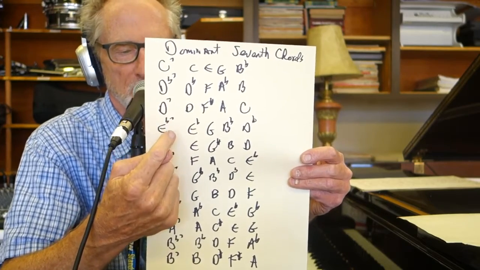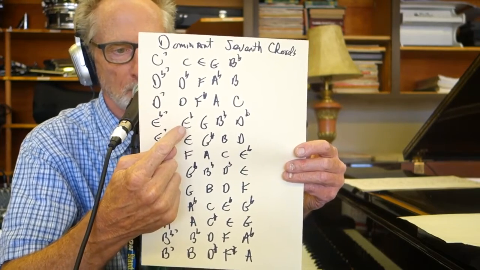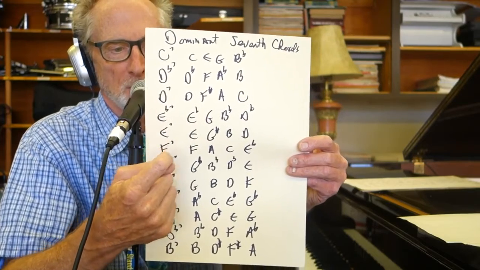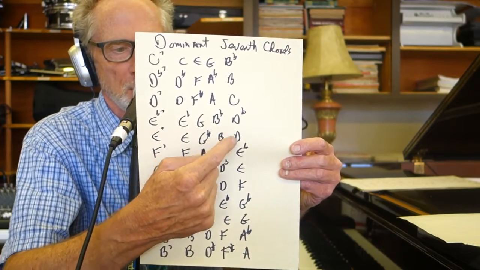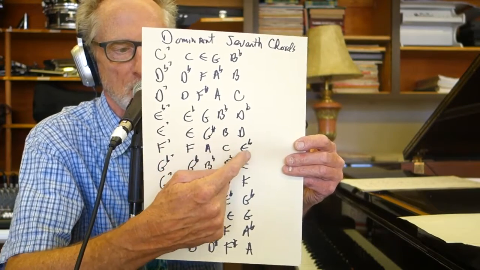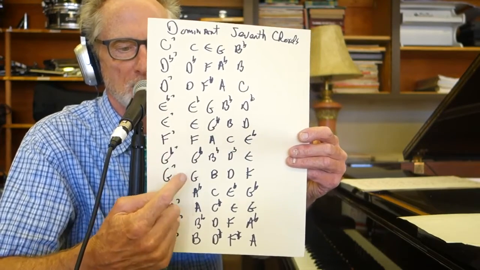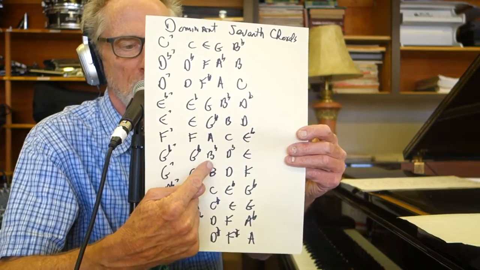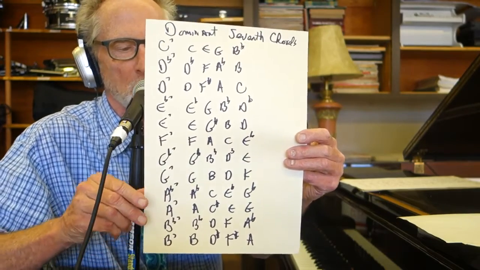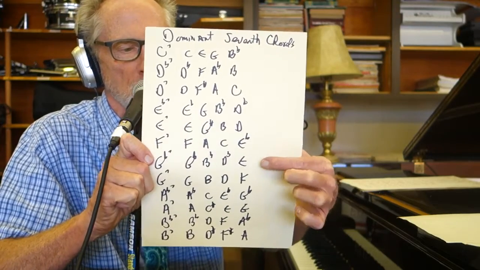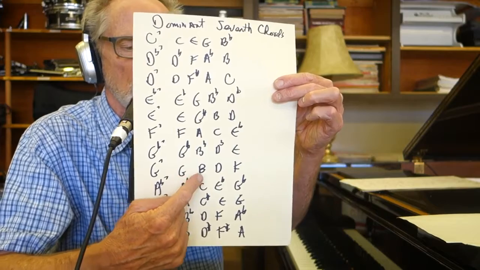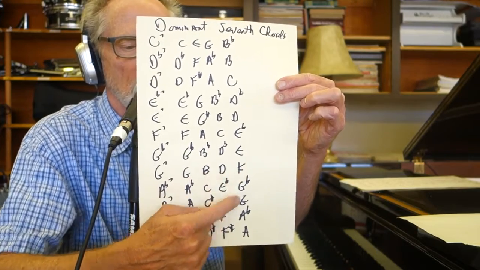E flat dominant 7th: E flat, G, B flat, D flat. E dominant 7th: E, G sharp, B, D. F dominant 7th: F, A, C, E flat. G flat dominant 7th: G flat, B flat, D flat, E. It might be an F flat, but we don't like F flats. Nothing personal, we're going to use an E. G dominant 7th: G, B, D, F.